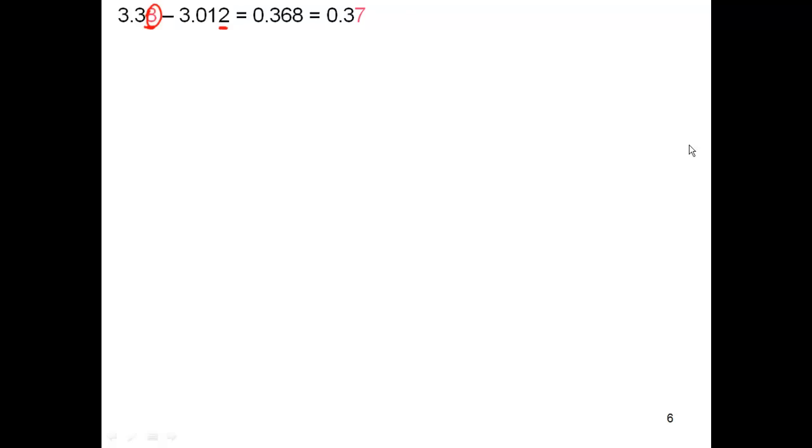So I have to cut that number off at the hundredths place, and since the number I'm taking off, that 8, is greater than 5, I have to round it up, which gets me 0.37 as my final answer.